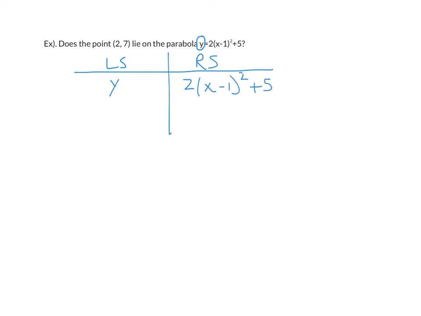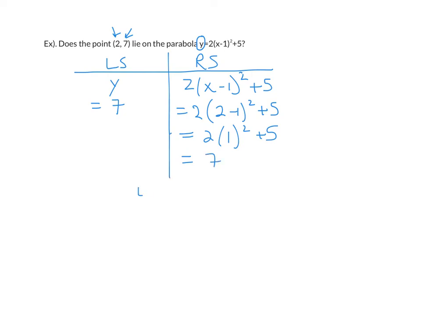So at this point I'm going to sub in my x for x and my y for the y and see does the left side actually equal the right side. So y has a value of 7. I have on the right side 2 times (2 minus 1) squared plus 5. Now I can put that into my calculator in one swoop, but I'm doing this in my head, so 1 squared is 1, but then 1 times 2 is 2, 2 plus 5 is 7.